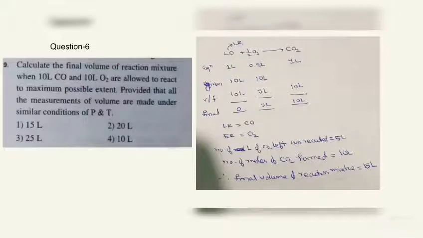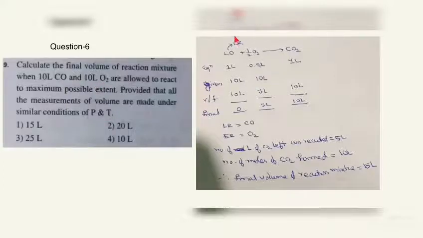First, basically you have to write the balanced equation. Here carbon monoxide is reacting with oxygen, undergoing combustion, meaning it gives carbon dioxide. The balanced reaction you can write: CO plus half O2 giving CO2. From the equation, at similar conditions of pressure and temperature, 1 liter reacts with half liter of oxygen and gives 1 liter of carbon dioxide. What is the data given to us? 10 liters of carbon monoxide and 10 liters of oxygen.